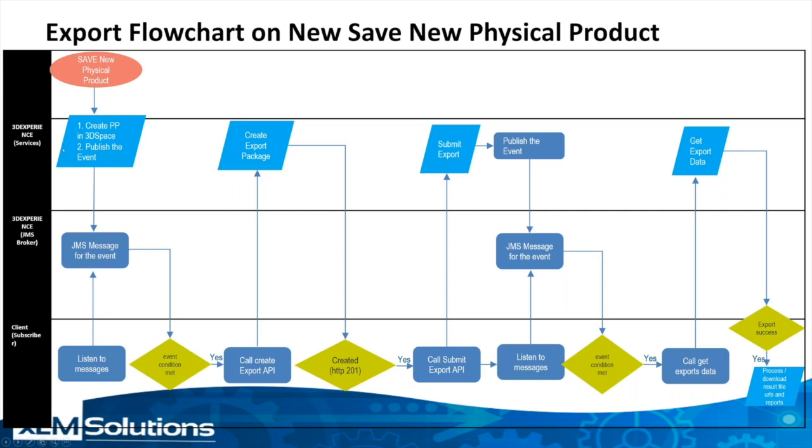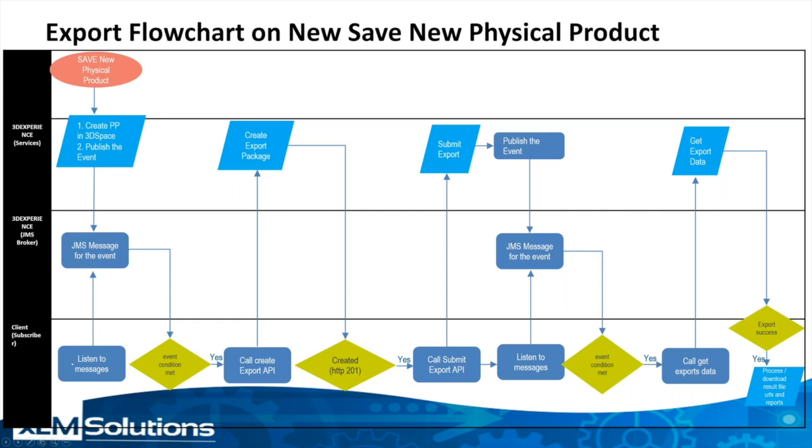Then in 3DEXPERIENCE, which is the second lane, the physical product is created in 3D space and a publish event happens. And a JMS message, if you remember from that first slide about the JMS, is going into that topic. Remember the queue types? It goes into the topic.